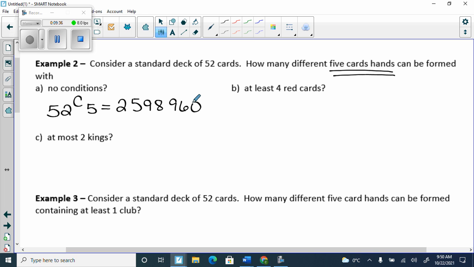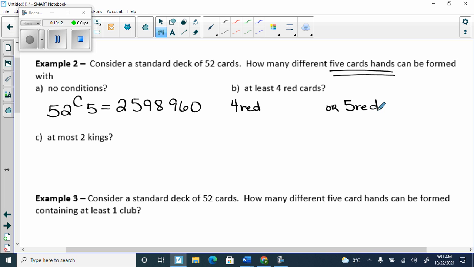The next one says at least 4 red. So let's think of it as money. At least $4. I need what? 4 or more, correct? So we're going to go 4 red or 5 red. Would I keep going? Because there's like 26 red. 6 red, 7 red, 8 red. No, why am I stopping at 5? Because it's asking for 5-card hands. So I have to max out at 5 cards, correct?